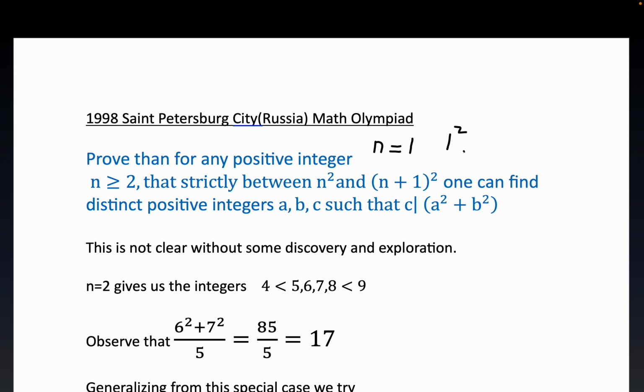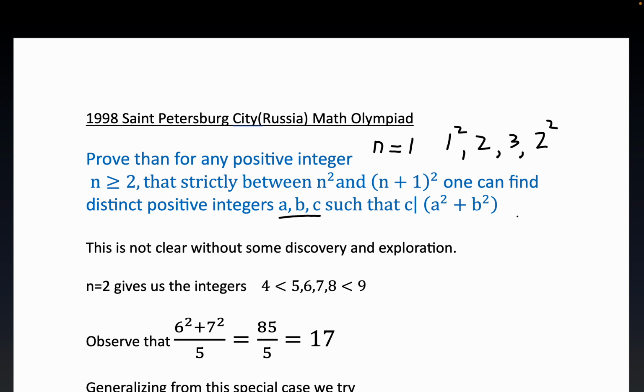Then we have 2, 3 are the only numbers between 1 and 2 squared, I mean, between 1 squared and 2 squared, right? So you see, we're looking for 3 distinct integers, right? So 1 just wouldn't supply. This would be 1, 2 distinct integers. So we need to start with 2.